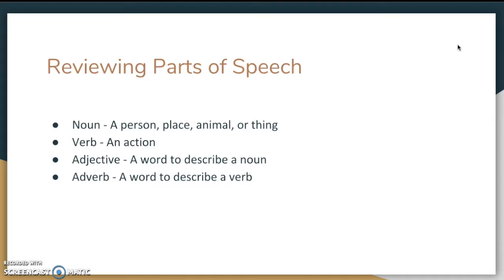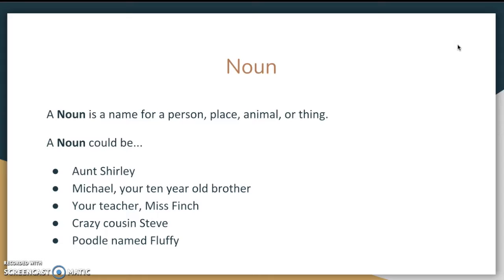First, let's talk about the noun. A noun is a name for a person, a place, an animal, or thing, which we've already talked about. A noun could be Aunt Shirley, Michael, your 10-year-old brother, your teacher, Miss Finch, your crazy cousin, Steve, or a poodle named Fluffy.